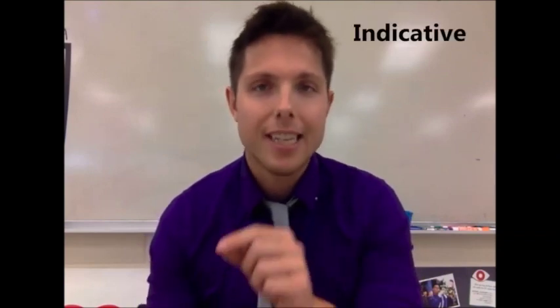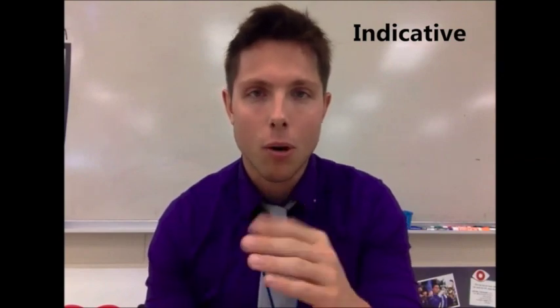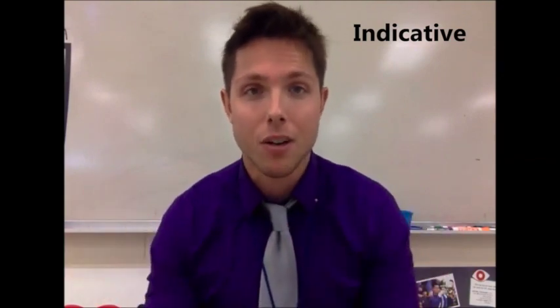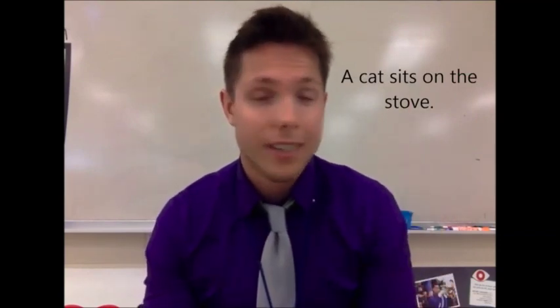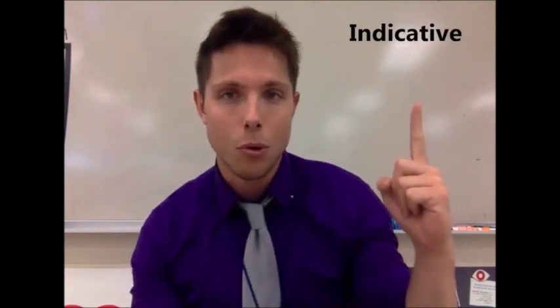The first type of verb mood that we're going to go over is something called the indicative. The indicative is just indicating a state of factuality or reality, something that is actually happening. So if you have a sentence like, a cat sits on the stove, that verb sits is your indicative verb mood. It's stating something that's real. Most sentences in English are in the indicative mood. It describes what's happening. It gives details about reality. So that's really all it's doing. So this is probably the easiest one. It's called the indicative mood.